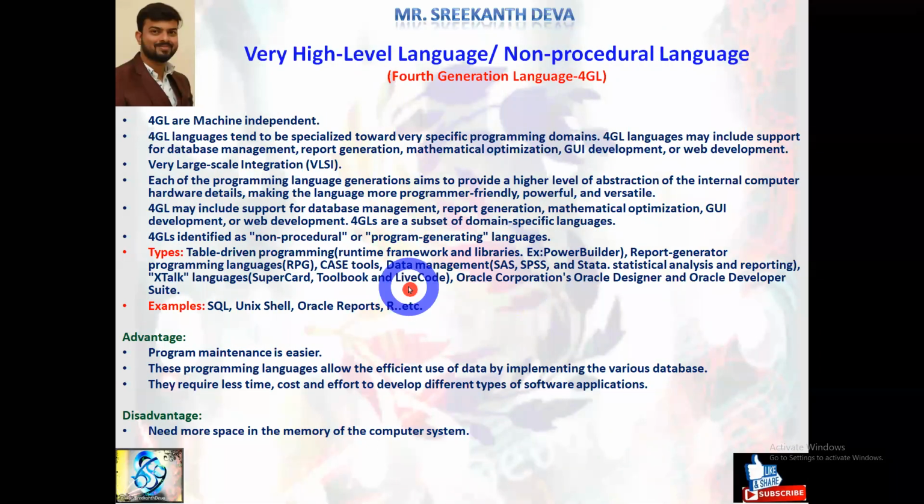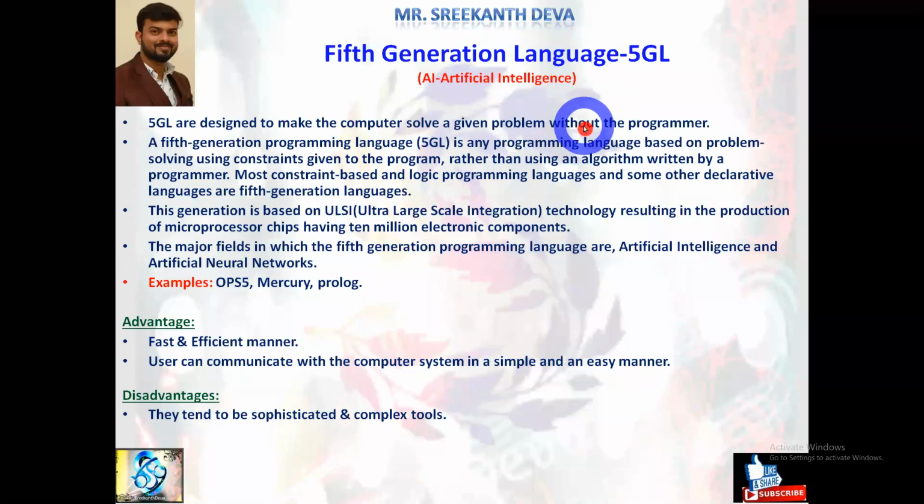You go with VLSI, very large scale integration, specially used for statistical analysis and reporting, like table driven programming. Especially database related features were improved in fourth generation languages. And the last, the fifth generation language, is called artificial intelligence or natural languages, used for developing artificial intelligence and artificial neural networks. Examples are OPS5, Mercury, Prolog.